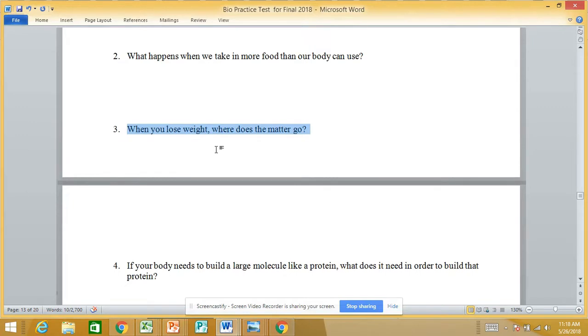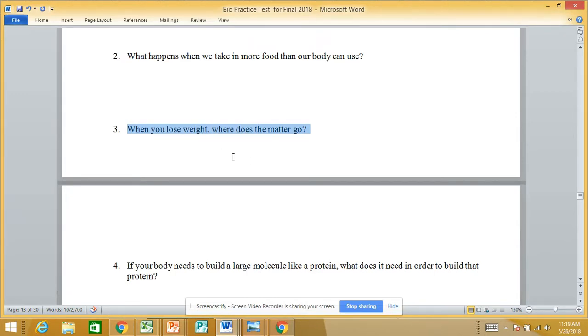When you lose weight, where does the matter go? You breathe it out, or you pee it out, or you sweat it out. So you're breathing out carbon dioxide, and we know that that is the product of cellular respiration. You pee out water. Water is also the product of cellular respiration, and you sweat that out too, right? And those are the primary ways of losing weight, is breathing out and peeing it out.